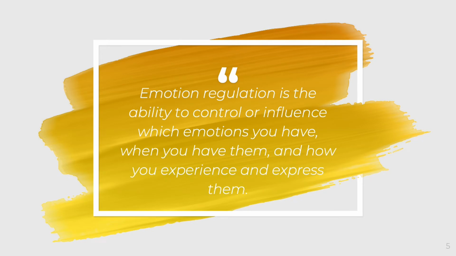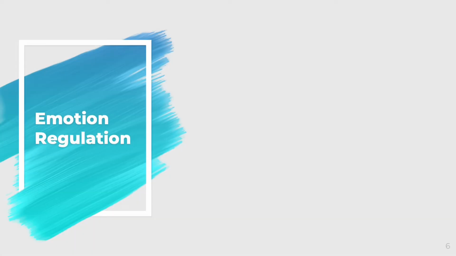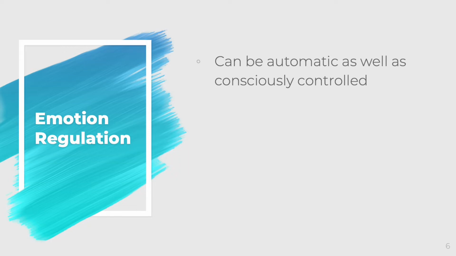So what is emotion regulation? According to Dr. Marsha Linehan, who created DBT, emotion regulation is the ability to control or influence which emotions you have, when you have them, and how you experience and express them. Regulating emotions can be both automatic as well as consciously controlled, just like breathing. We may not be able to control the initial reaction of the emotion, but we can control how it affects us. In order to do that, we need to be able to identify what emotion you are having.